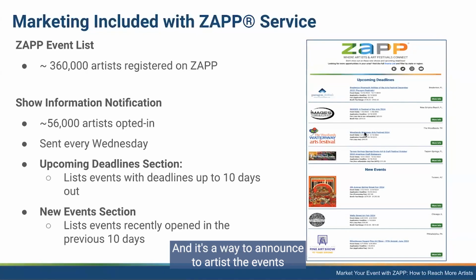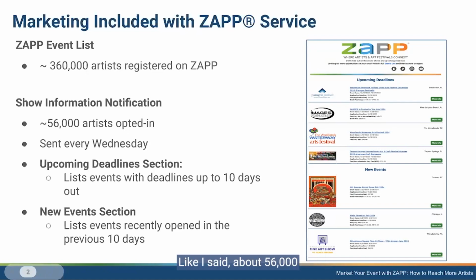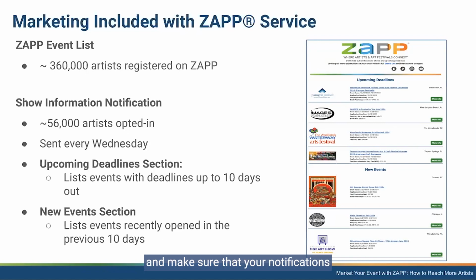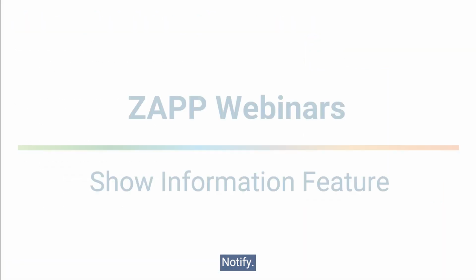And it's a way to announce to artists the events that are on ZAPP and the ones that are about to close. Like I said, about 56,000 artists are opted into this, and only ZAPP artists receive this. But if you want to get a copy in your inbox, you'll just need to register for a free ZAPP artist account and make sure that your notification settings are opted in to receive the show information notification.